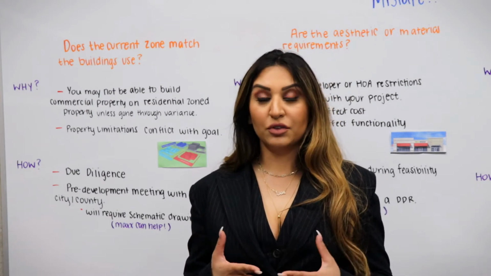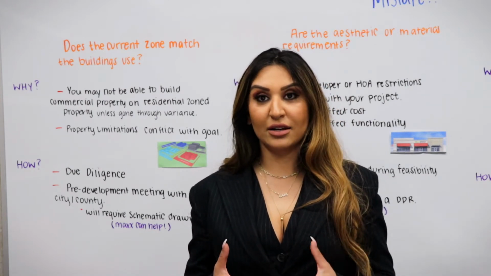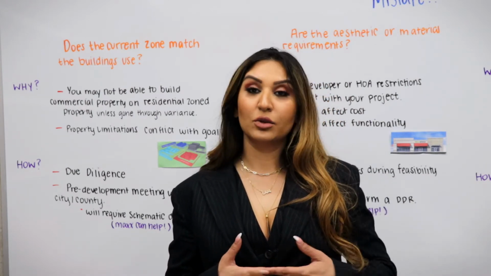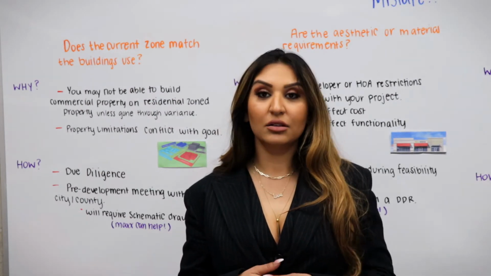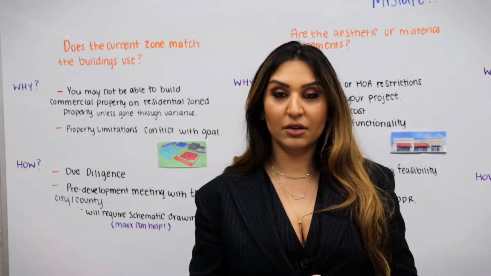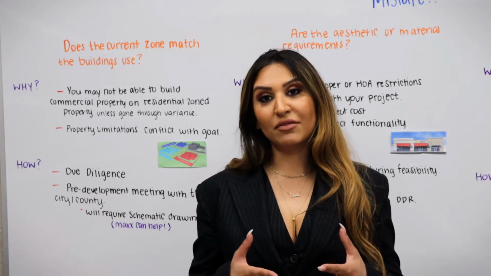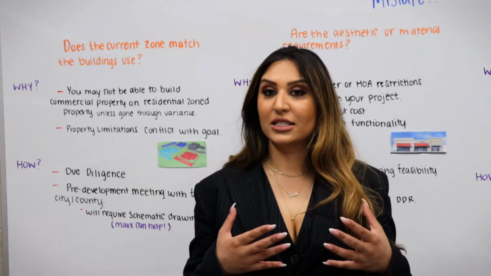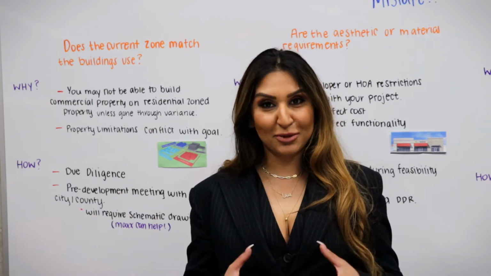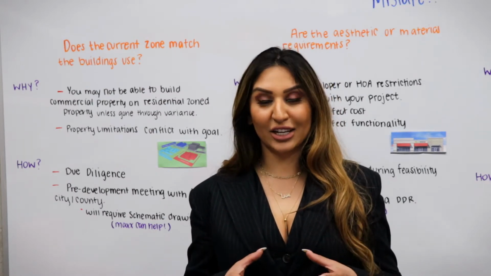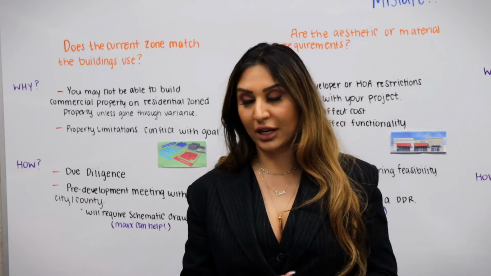So for example, if you do have a property that is zoned to residential and you'd like to change that, you have to go through variance. Variance may or may not get approved. So it's better to have that information from the beginning. It's better to have commercial property, commercial land use for a commercial building.